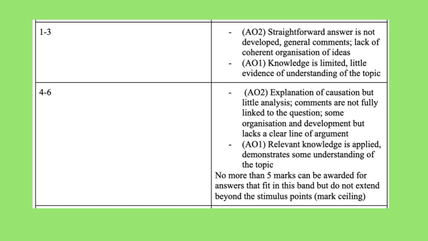So let's take a look at the bottom 2 bands on the screen. For AO2, you might notice that your answer, though it answers the question, is perhaps straightforward and needs a little bit more development. You might need to be giving a little bit more detail to push your answer into the higher bands. In terms of AO1, you might need to be applying more knowledge and more evidence of your understanding, again, to push yourself into the higher bands. But overall, a relevant answer to the question, which shows some knowledge of the topic.